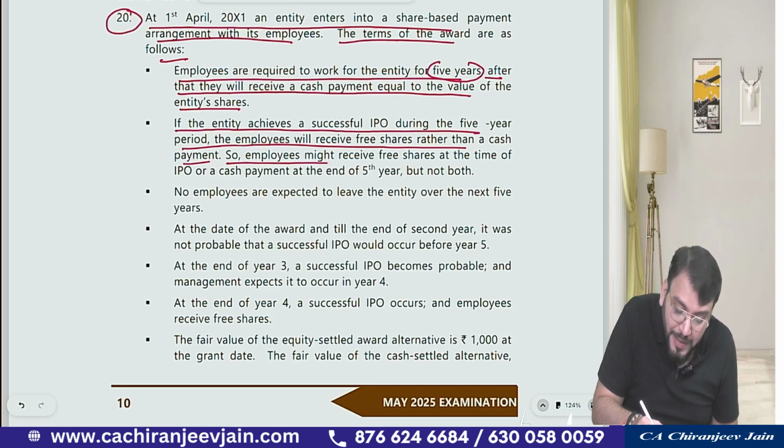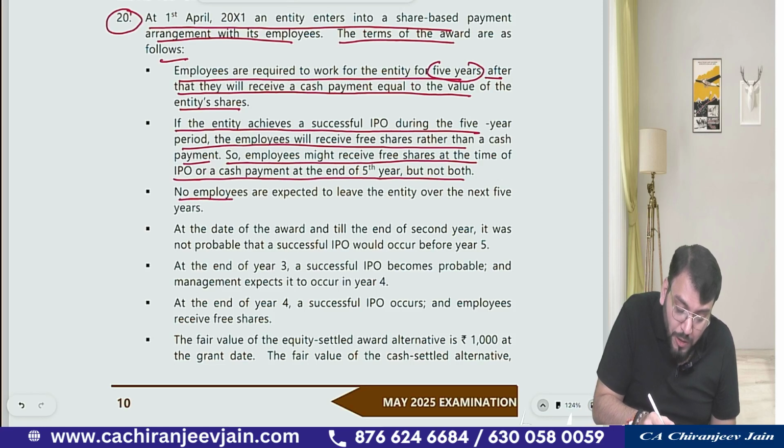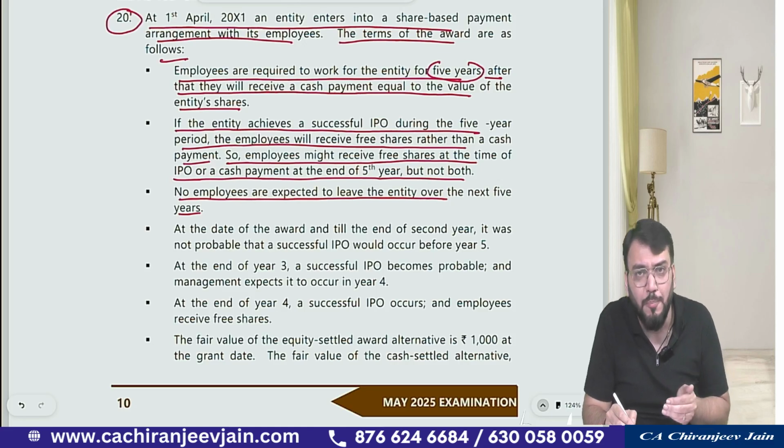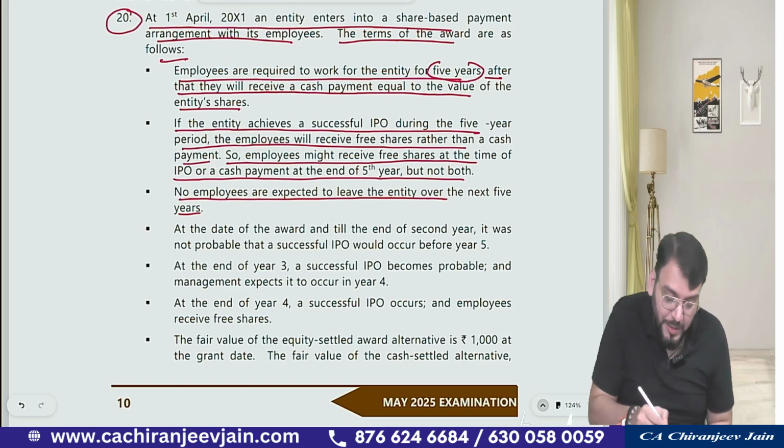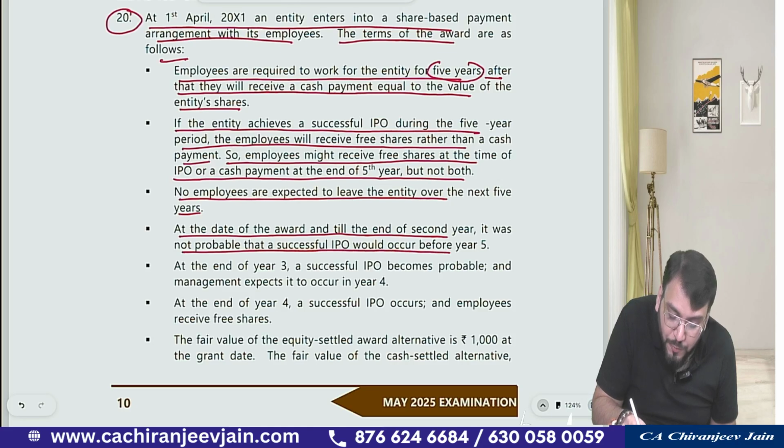So the employee might receive free shares at the time of IPO or a cash payment at the end of the 5th year, but not both. No employee is expected to leave the entity over the next 5 years, meaning the total number of employees remains the same over the vesting period. At the date of the award and till the end of the second year, it was not probable that a successful IPO would occur before year 5.